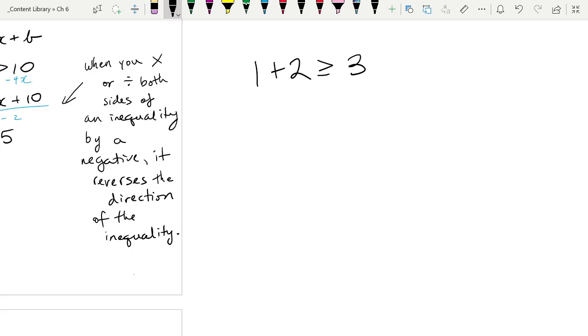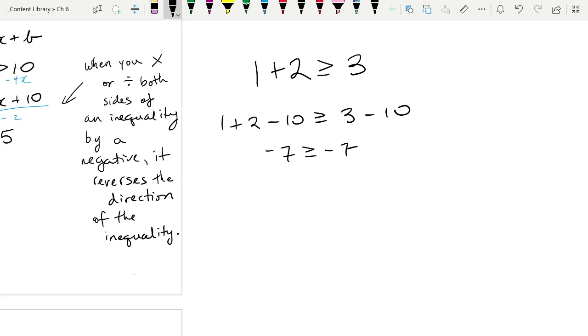In this case, it's actually equal to 3, but it's a true statement, right? 3 is equal to 3. What if I subtract a number from both sides? Let's make it even a really negative number. Suppose I subtract 10 from both sides. 1 plus 2 minus 10 is greater than or equal to 3 minus 10. Is that still a true statement? Yes, because -7 is equal to -7.